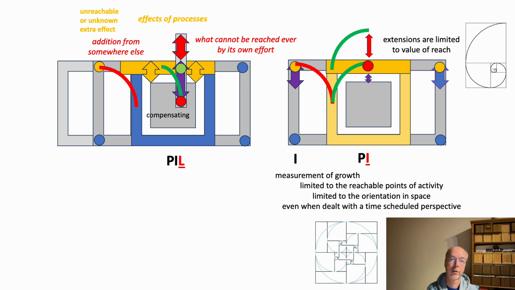So even if we extend the known space to unknown spaces, to what has not been reached yet, we deal with these limitations within the space that we can reach. So it is a certain value that we know. Of course, the measurements of growth are limited to the reachable points of activity, I have written here, and limited to the orientation in space, even when we deal with something that will evolve after a while, it is scheduled to become after a while.